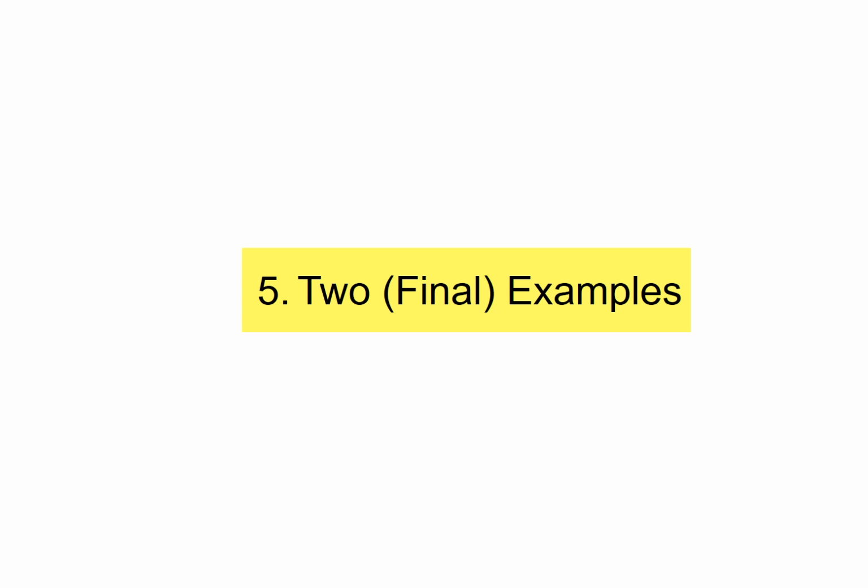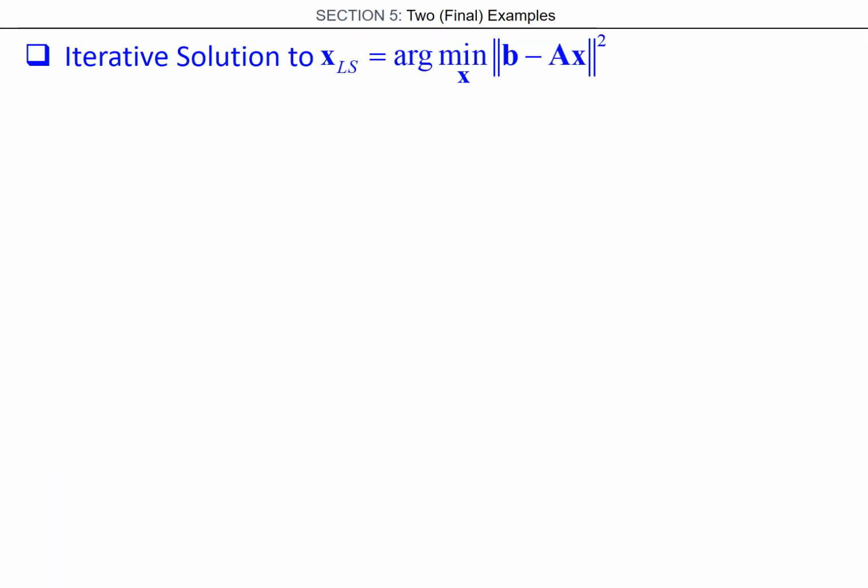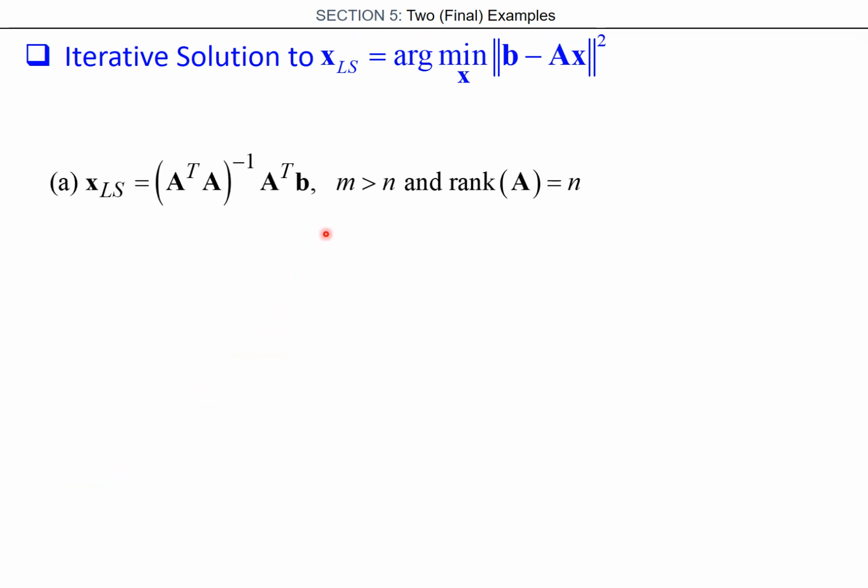So this is the final section of solving linear simultaneous equations, and we're going to look at just two final examples. As we know, there are two ways we could solve the above. We could either write the explicit solution. This is the case where it's overdetermined and inconsistent and the rank of A is full rank.